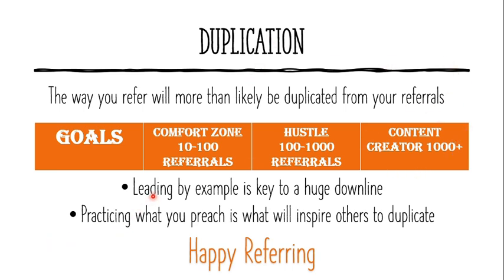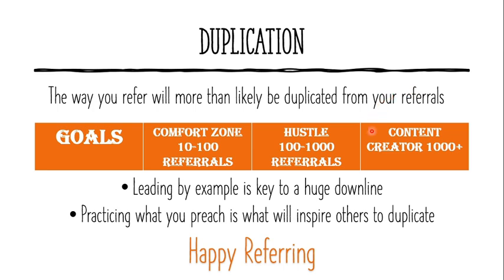The reason why is leading by example is key to huge downlines. People copy from example, okay? So if you are telling them, go make content, but you're in the comfort zone, so if you are telling your friends and family who you've got to sign up to go make content, that's how you get the most, they're not going to do that, because you've already shown them to hustle. So practicing what you preach will inspire others to duplicate.